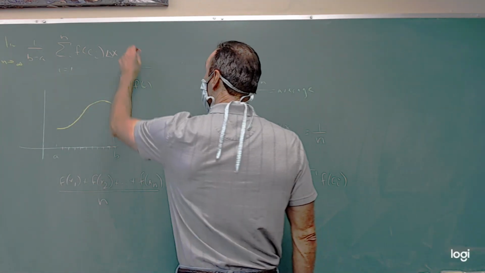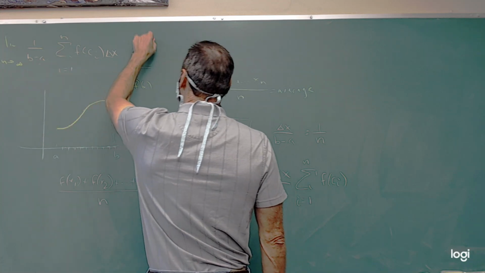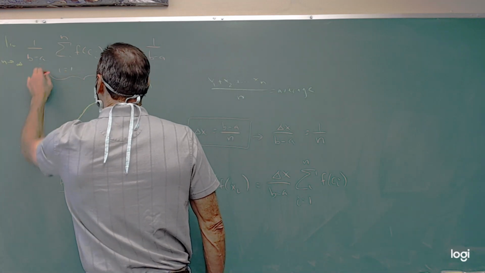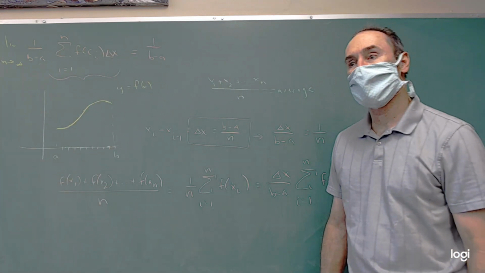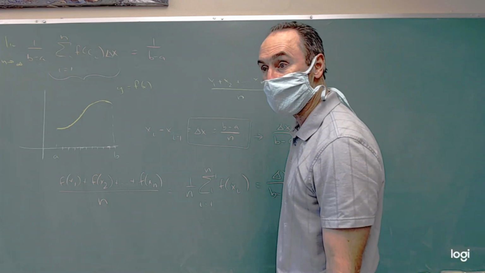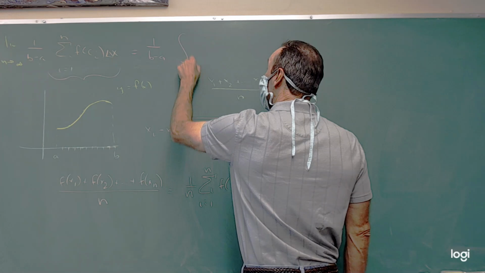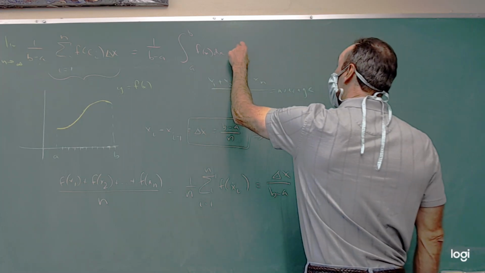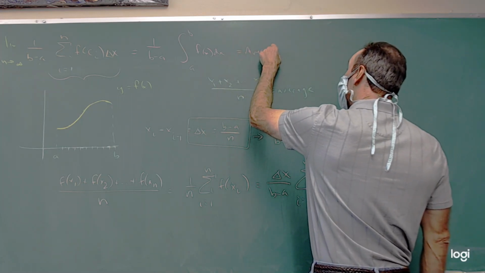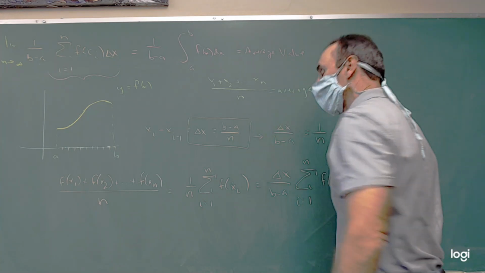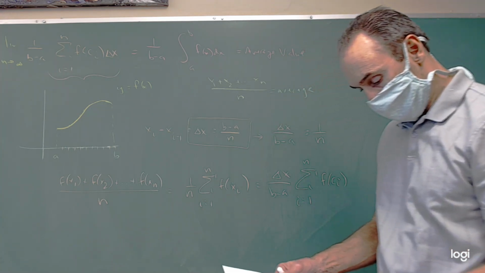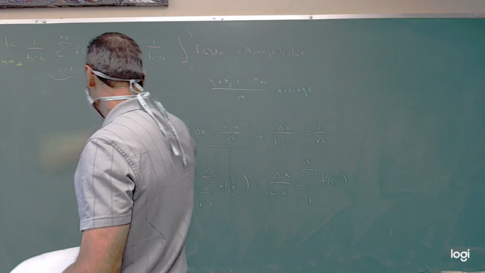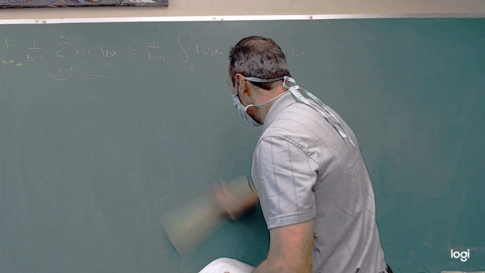And this will become, well, we can factor that 1 over b minus a out. And this limit as n goes to infinity of that Riemann sum is our definition of a definite integral. It's the integral from a to b of f of x dx. Okay, cool. That's how we find the average value of a function. So you're right, we did take a limit.